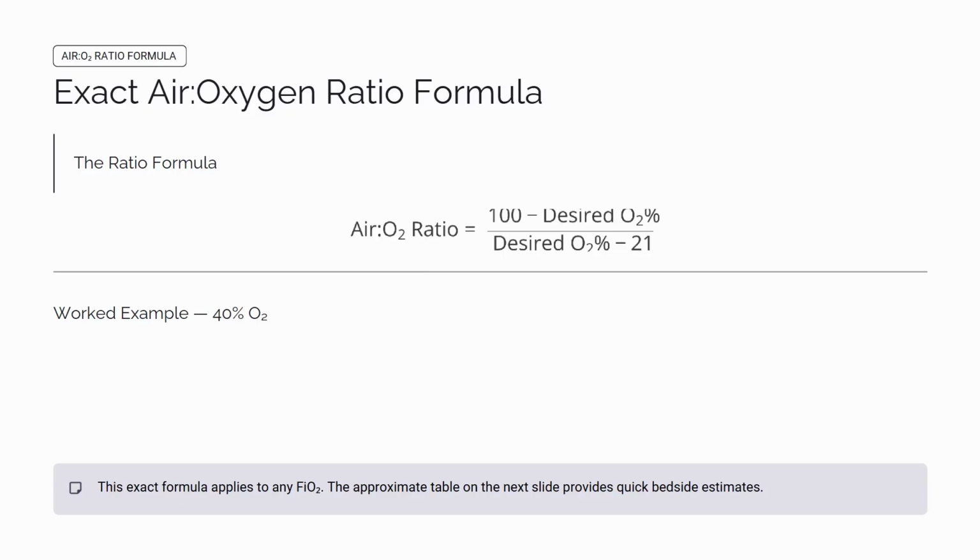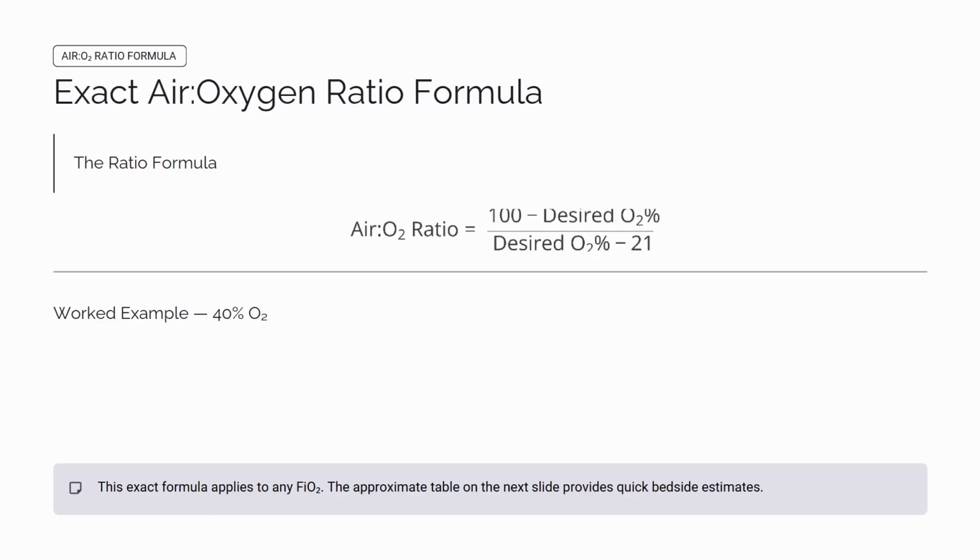So this formula is really just measuring the distance between your target and pure oxygen, compared to the distance between your target and room air. That ratio tells you how many parts of room air you need for every one part of pure oxygen to land exactly on your target. And that's the next piece. Oxygen is always expressed as one part. Whatever number you calculate on top, that's how many parts of air go with that one part of oxygen.